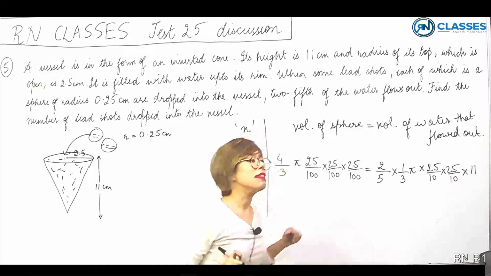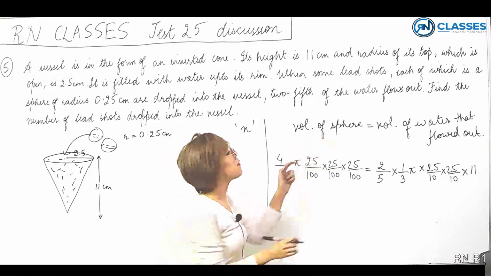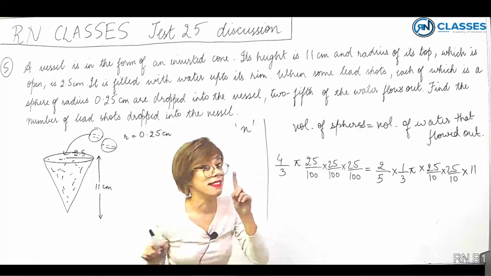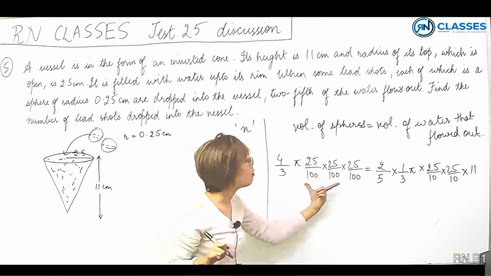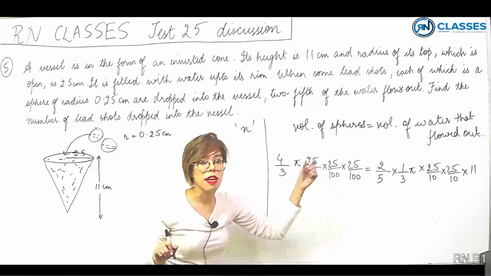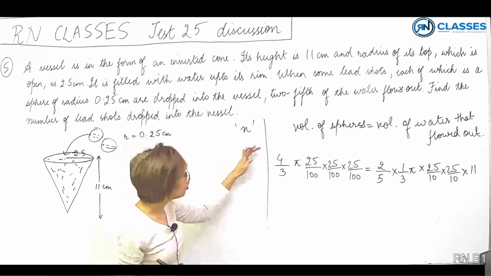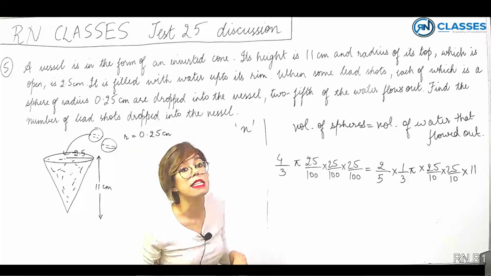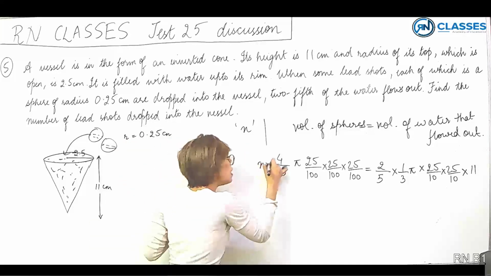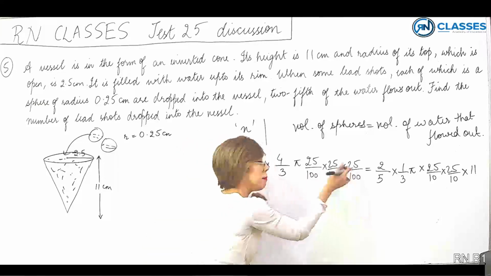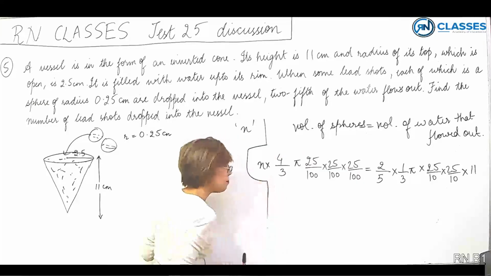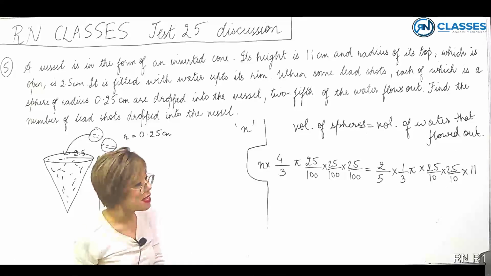We didn't do one thing: this is the volume of one sphere. How many spheres are there? There are n in number. So the total volume occupied by the spheres is n into the volume of one sphere. So be careful. Now you have an equation in n.